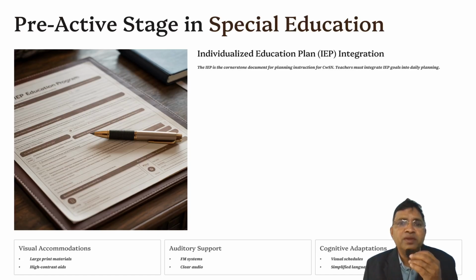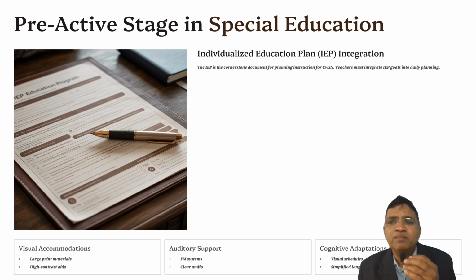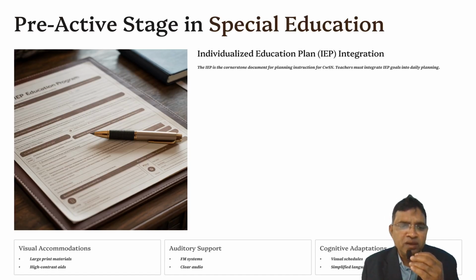Then the pre-active stage in special education. The individual education plan is essential. It is the cornerstone document for planning instruction. The teacher must integrate the individual education plan. What is that? Like visual accommodation: you need a large printout, and high contrast aids. That is for the visual.